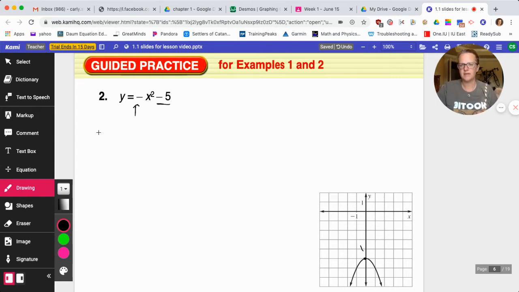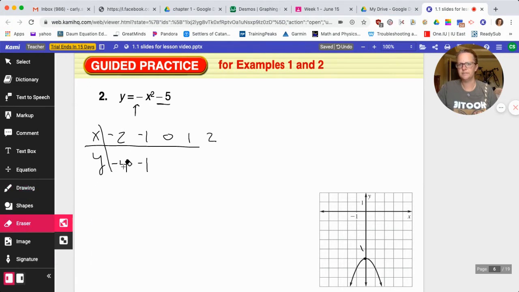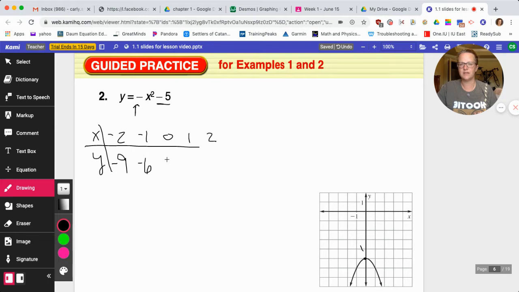So if I set up a table, x, y, -2, -1, 0, 1, and 2. -2 squared is +4, but there's a negative out there, so -4. +1, negative out there. Oh, I forgot to subtract it again. If I subtract 5, -4 minus 5 is -9. -1 minus 5 is -6. 0 minus 5 is -5. And then 1 squared, negative again. We're going to get the same values again.